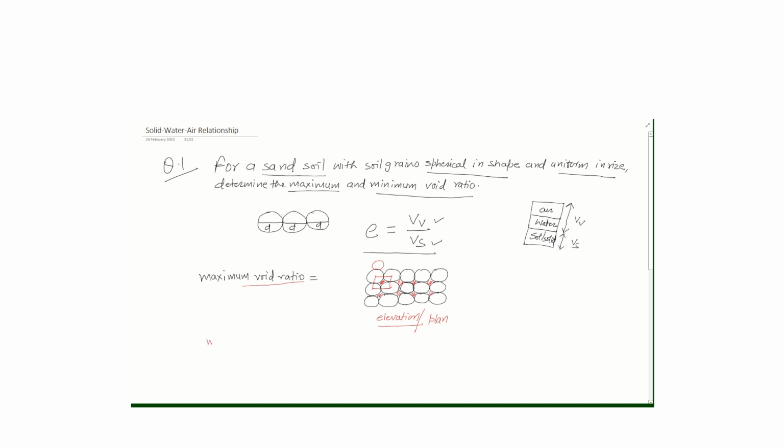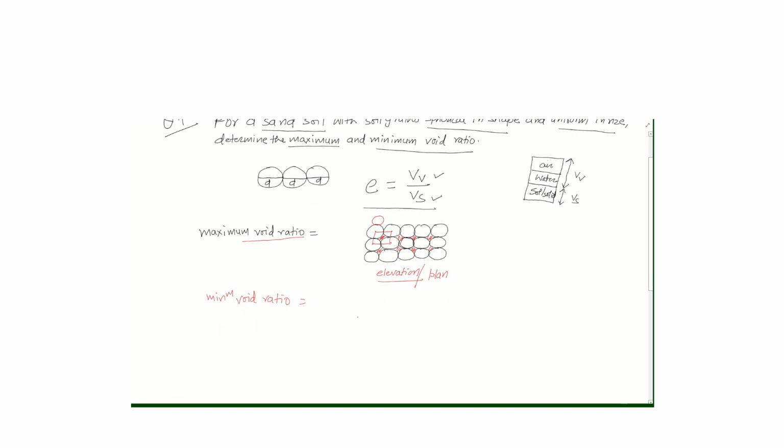Now coming to the minimum void ratio. When you have the minimum void ratio, how will the configuration look? In case of minimum void ratio, the soil grains that you have seen will move to occupy the space of the voids, so that the soil has the minimum void ratio. Just see the configuration in elevation. We have the first layer, the second layer, and the third layer. So I am drawing the first layer first. So these are the first layer.